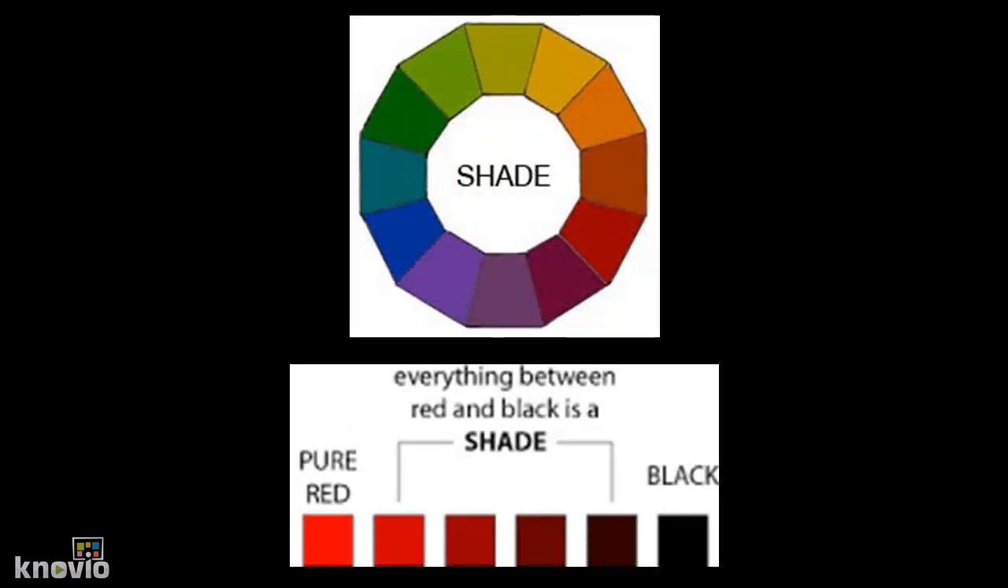Let's move on to lights and darks now. If you want to make a regular color or hue darker, you just add black. A hue plus black is called a shade. A color can have lots of different shades. It just depends on how much black you add.